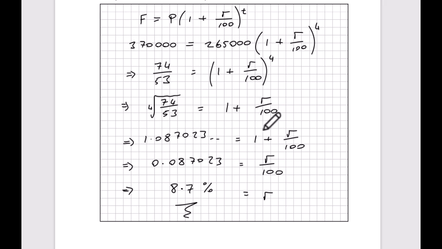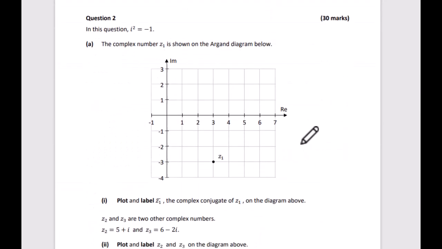Okay, so that's question 1 done. Let's have a look at question 2. This is a complex number question. So the complex number Z1 is shown in the Argand diagram. So this is Z1 down here. Plot and label Z1 conjugate, the complex conjugate of Z1 on the diagram above. Well, the complex conjugate, this is 3 minus 3i, so the complex conjugate is 3 plus 3i, so that would be just up here. So this is Z1 conjugate, which is 3 plus 3i.